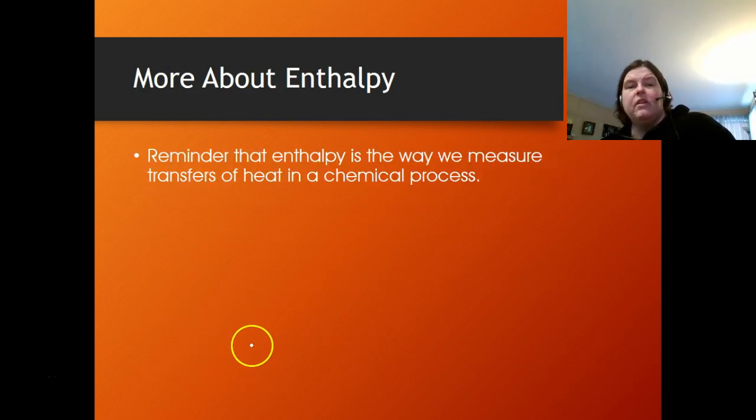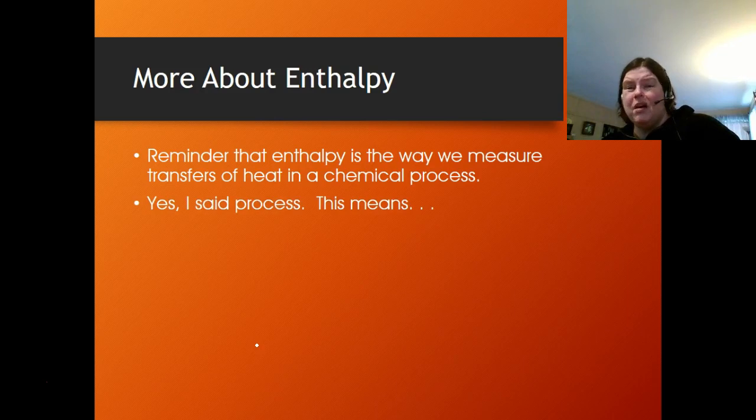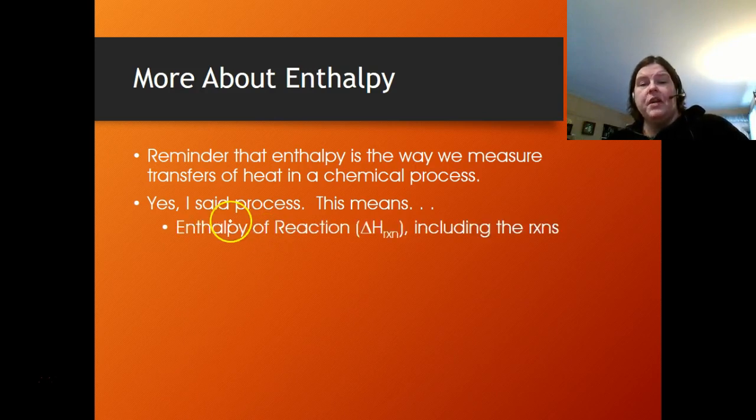So, a reminder, enthalpy is the way that we measure transfers of heat in a chemical reaction. So in a chemical reaction, we measure enthalpy by looking at transfers of heat in a chemical process or reaction. And yeah, I said process for real because some things that we talked about, like dissolution, that's not a reaction, that's a process. So enthalpy of reaction, that's delta H RXN.